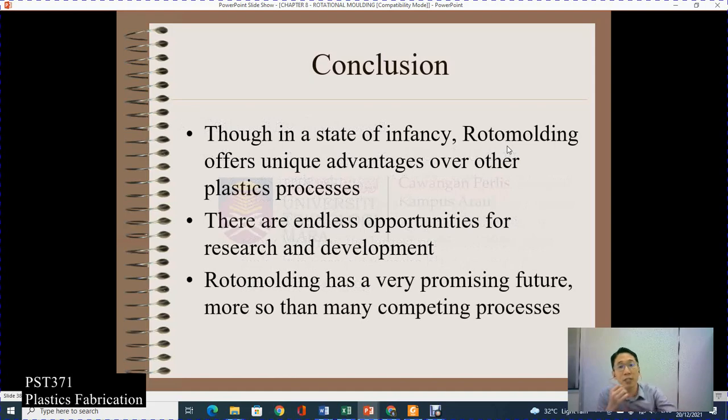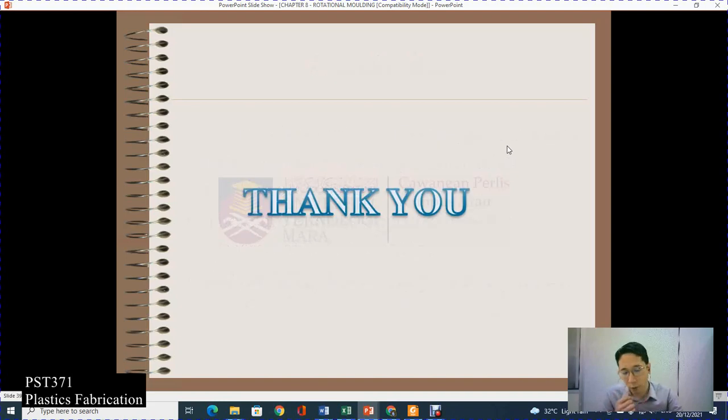Okay. In conclusion, though in its infancy, rotational molding offers unique advantages over other plastic processes. There are endless opportunities for research and development. Rotomolding has a very promising future, more so than many competing processes. So that's all for this chapter 7.